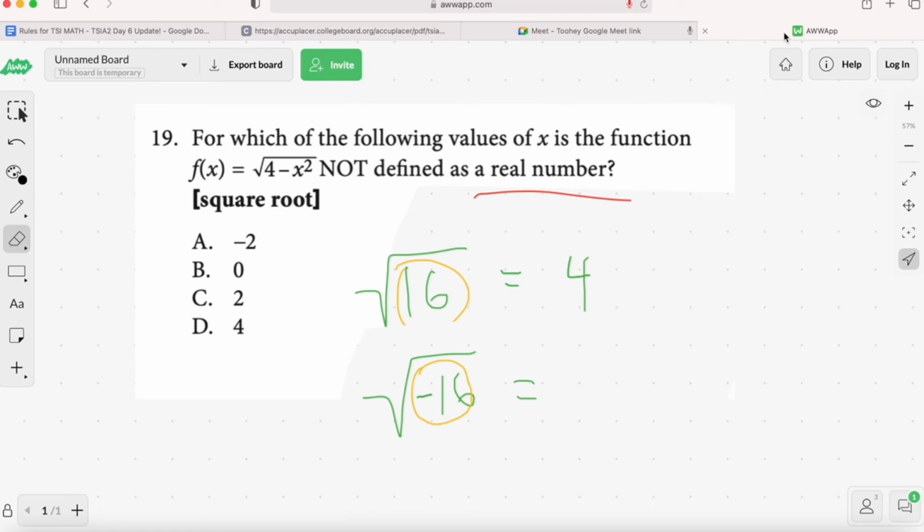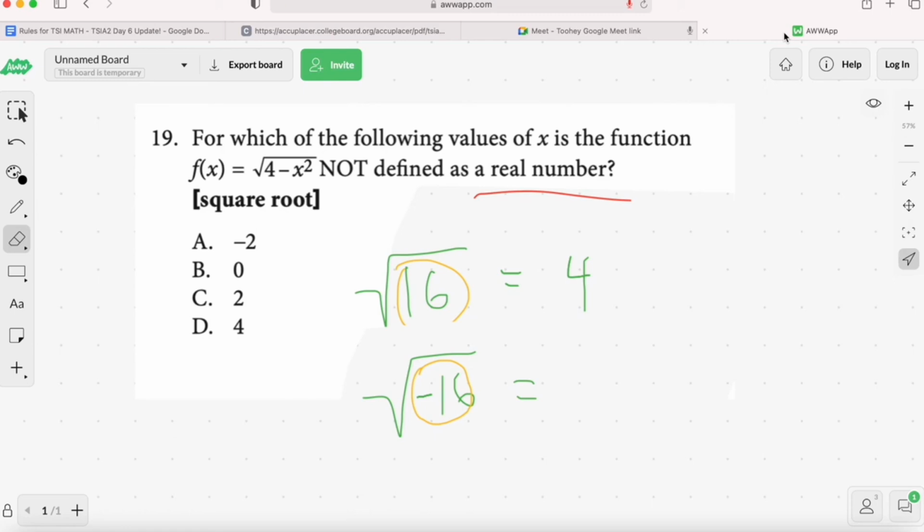Yeah. So basically, this question is a fancy way of saying what answer choice gives you a negative number inside the square root sign, if they're wondering which one is not defined as a real number. So 3 of the answer choices will give us a real number, that is something positive inside the square root sign. But one of them is going to give us a negative number inside the square root sign, and we just got to find that one. Does that make sense? Yes.